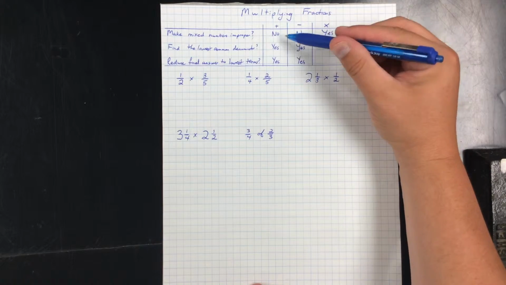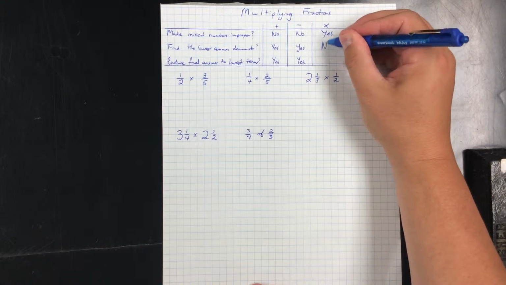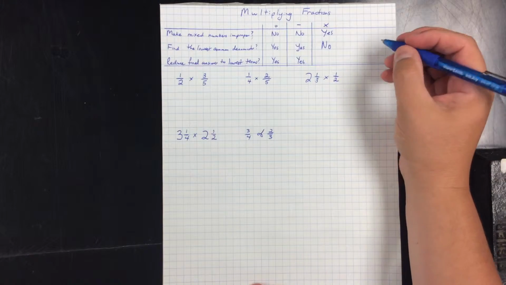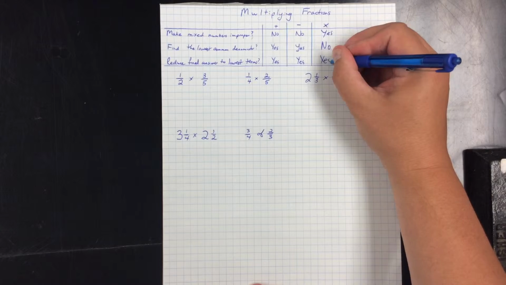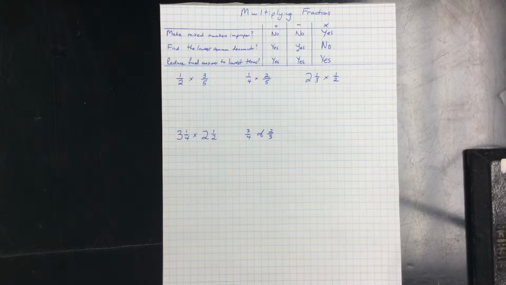For adding and subtracting, we always found the lowest common denominator. We're not going to have to do that when we multiply. We are still going to need to reduce all answers to lowest terms.